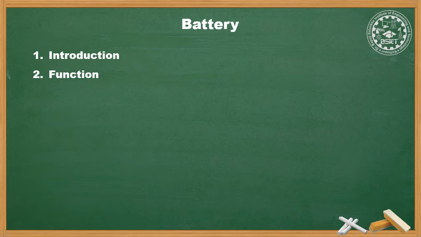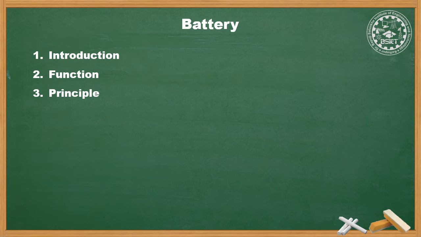Supply current to accessories which operate electrically, store electrical energy, control voltage regulation of the electrical system, and provide power to operate lights, instruments and other electrical accessories. The principle of a battery: a battery generally works on the principle of electrochemical reaction, in which chemical energy is converted into electrical energy.